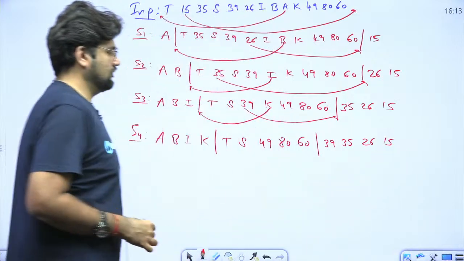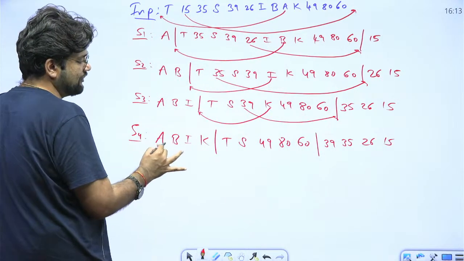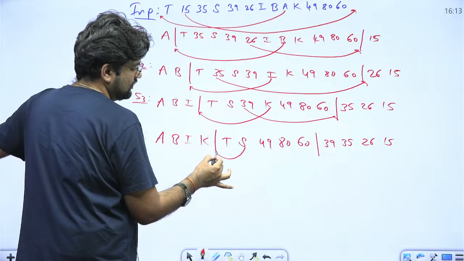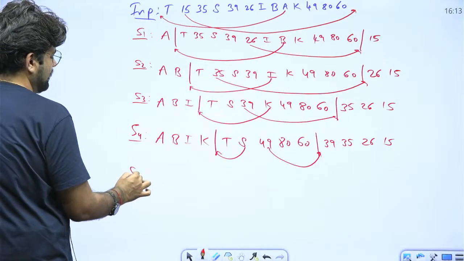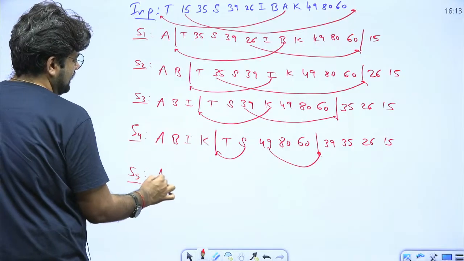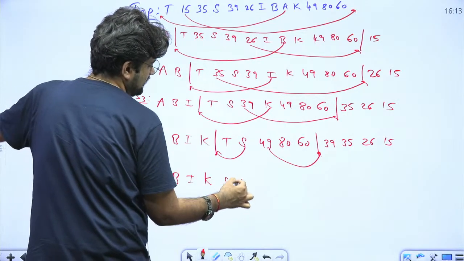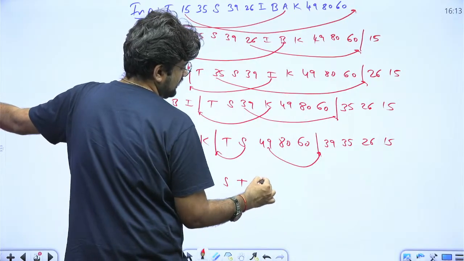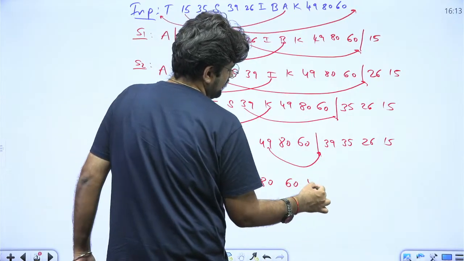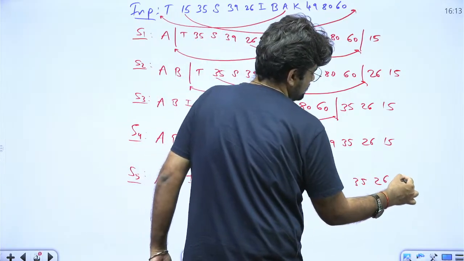Till here, everybody will come. Now the next line. What will happen? So S will come here, 49 will go here. Okay. So step 5 will look like A, B, I, K, S, T, 49, T, 80, 60, 49, 39, 35, 26, 15.